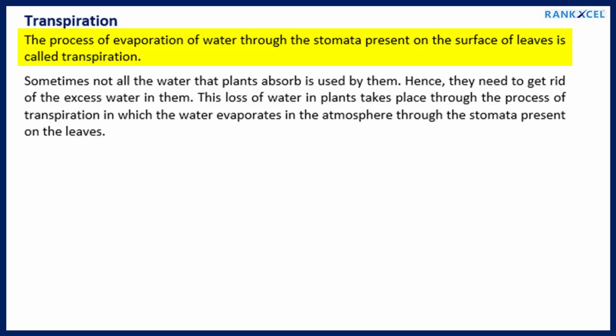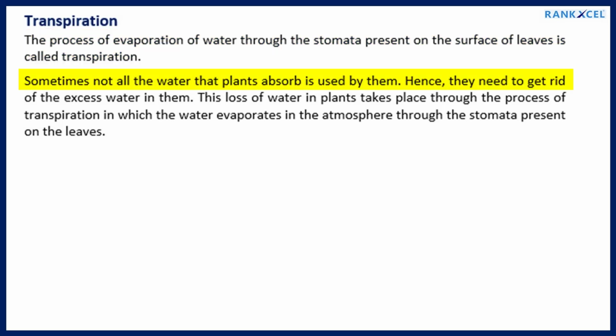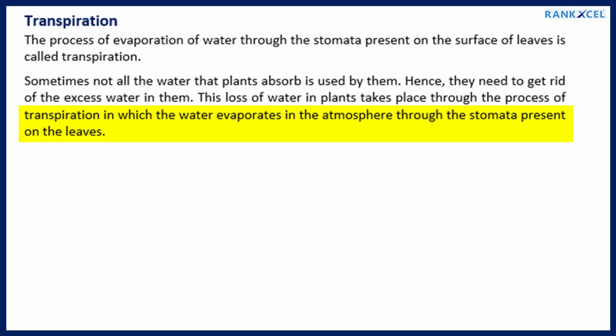Transpiration. The process of evaporation of water through the stomata present on the surface of leaves is called transpiration. Sometimes not all the water that plants absorb is used by them. Hence, they need to get rid of the excess water. This loss of water in plants takes place through the process of transpiration, in which the water evaporates into the atmosphere through the stomata present on the leaves.